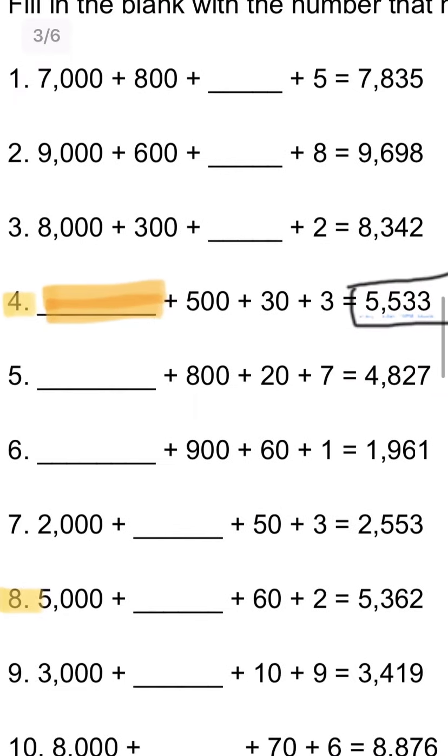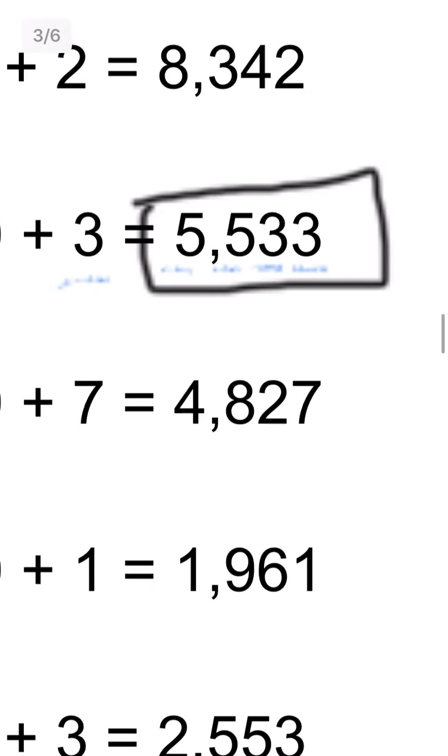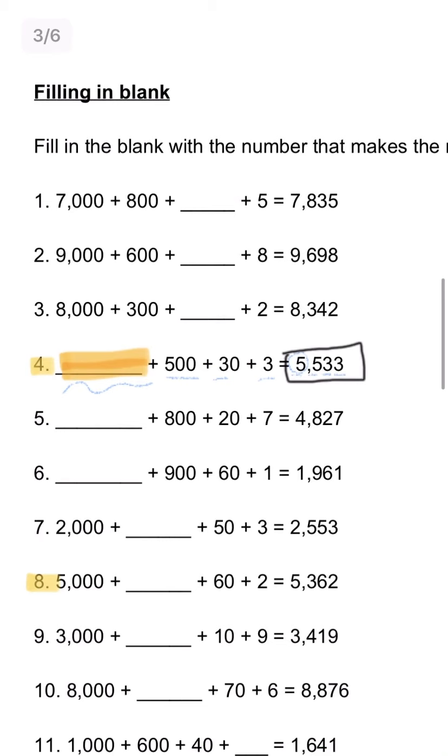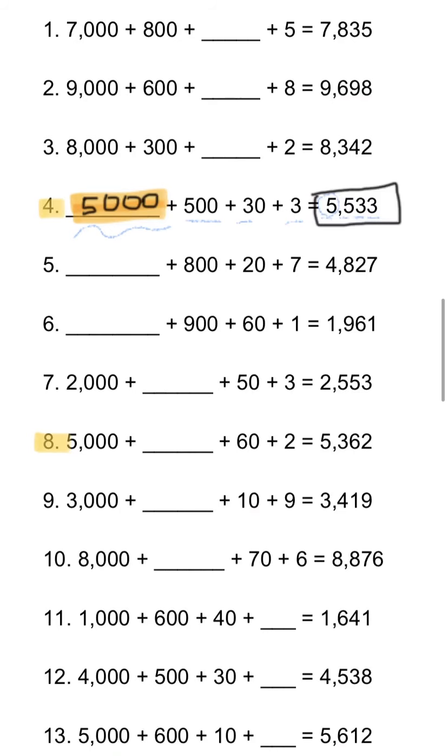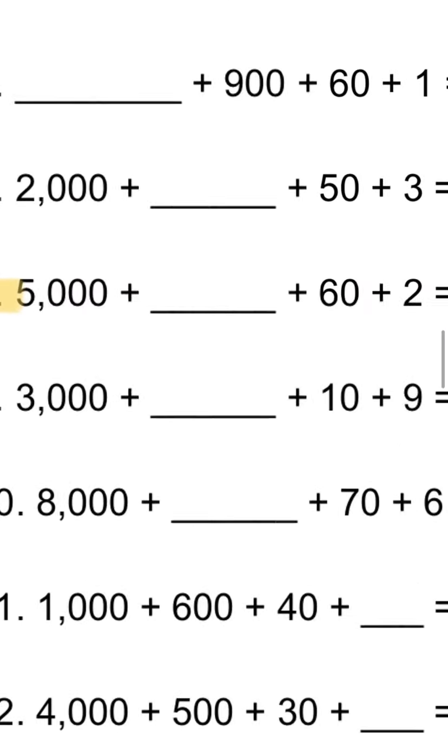And what are we missing here? Well, that's ones, tens, hundreds, and thousand. We're missing the thousand. And what's the thousands? 5, right? So what goes in the blank? I'm going to assume you guys said 5,000. And that is correct.